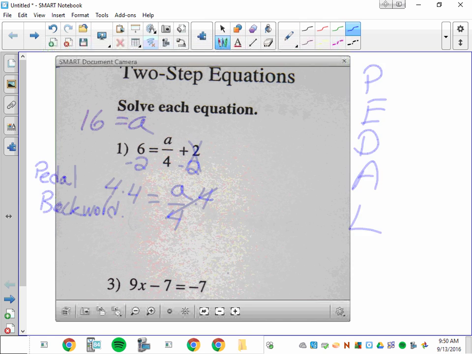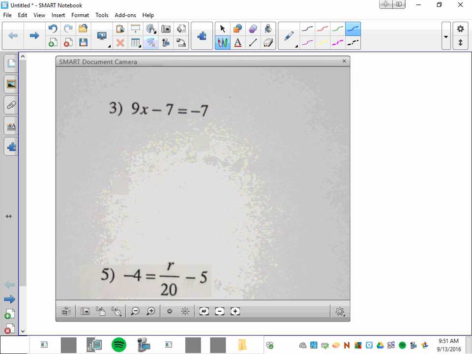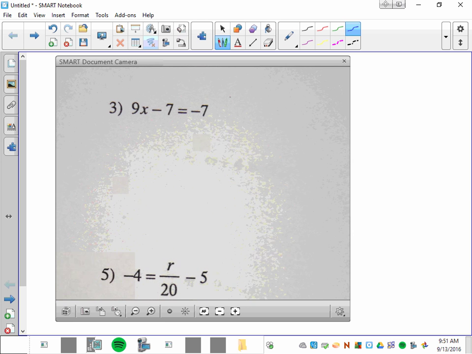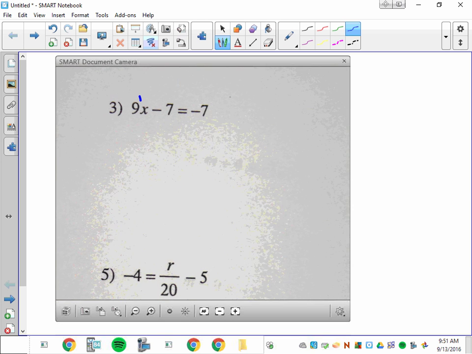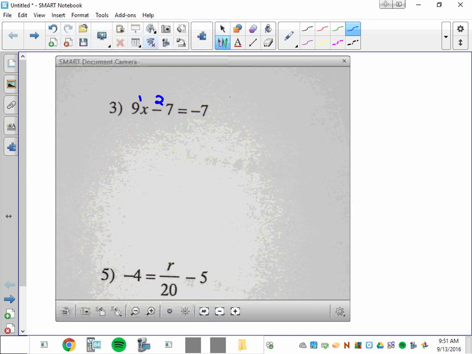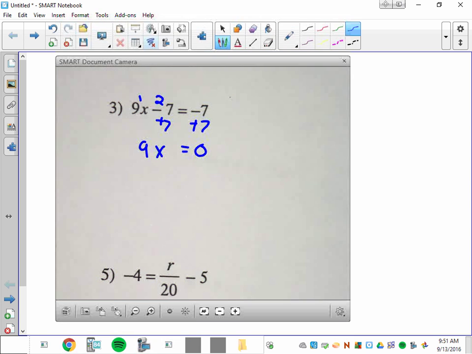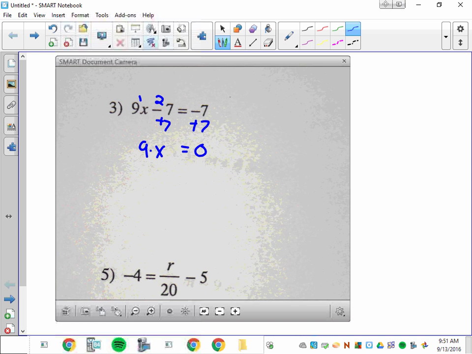So take a look at number 3. What's the first thing that happens to X? So this is step 1, the multiplication is step 1, and the subtract is step 2. When I solve, I undo step 2, and then I undo step 1. How do you undo subtract 7? Add 7. So that ends up to be 0. So 9x equals 0. Now what? So what's holding the 9 and the x together? That would be multiplication. We divide to undo it, and I get x equals 0.